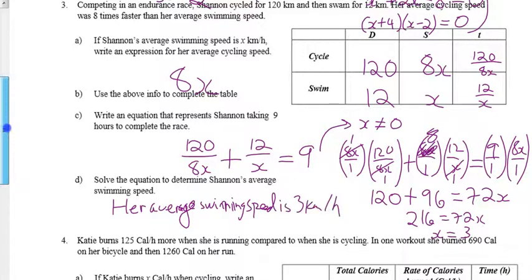Okay, if you want to check a word problem, the way I do is I go back to the original statement. So I say, okay, competing in an endurance race, Shannon cycled for 120 kilometers, and her average cycling speed was 8 times faster. So we know her cycling speed is 24. So she cycled for 120 divided by 24, which is 5. She cycled for 5 hours. She swam 12 at 3, which is 4 hours. And 5 plus 4 is 9. Okay, so then it all checks out.